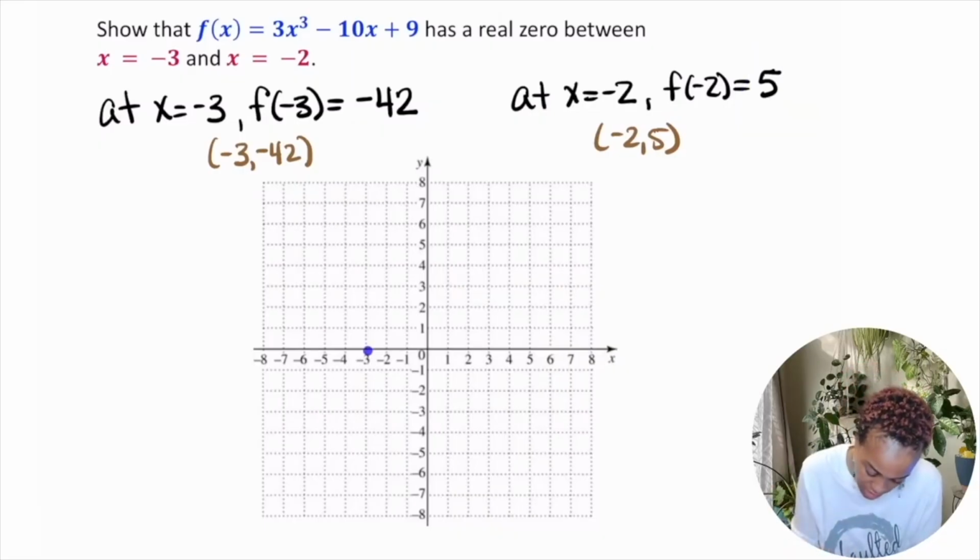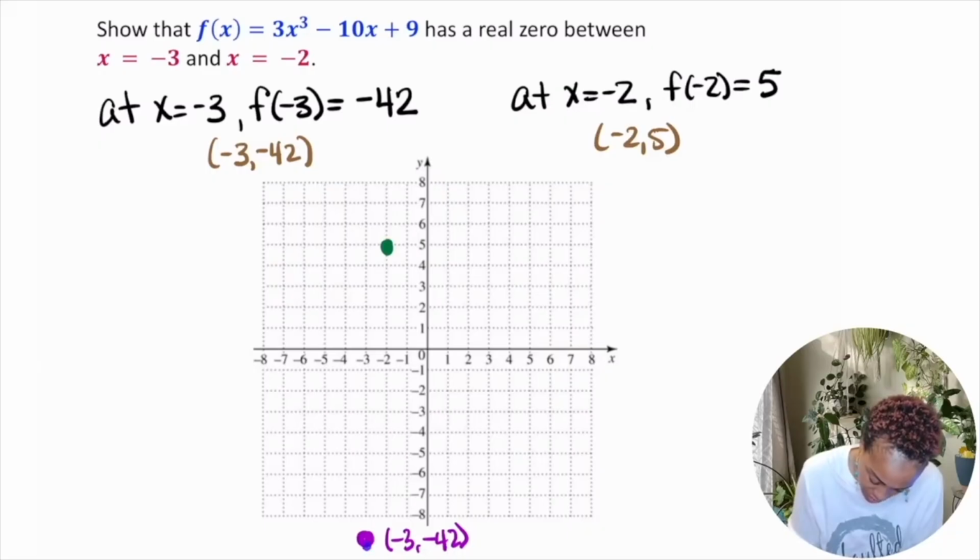X equals negative 3 is right here, and y equals negative 42. That's going to be somewhere down here, right? So I'm just going to mark right here. Negative 3, negative 42. And then the other point is negative 2, 5. So when x is negative 2, y is 5. That's somewhere right here. You see what I'm saying?